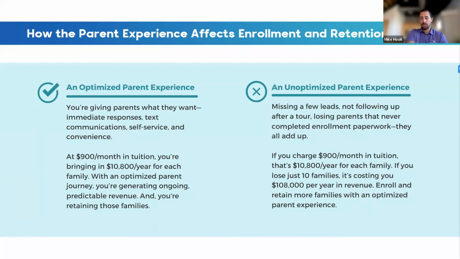So, what you can see here, and the numbers aren't always sexy, but they are important. So when you think at $900 a month in tuition, that's almost $11,000 a year for each family.